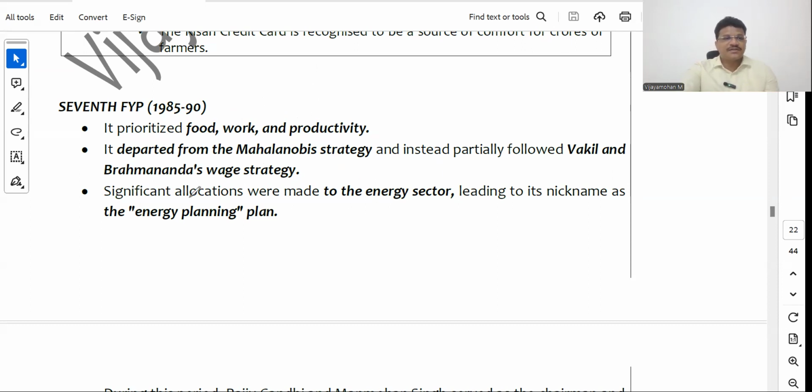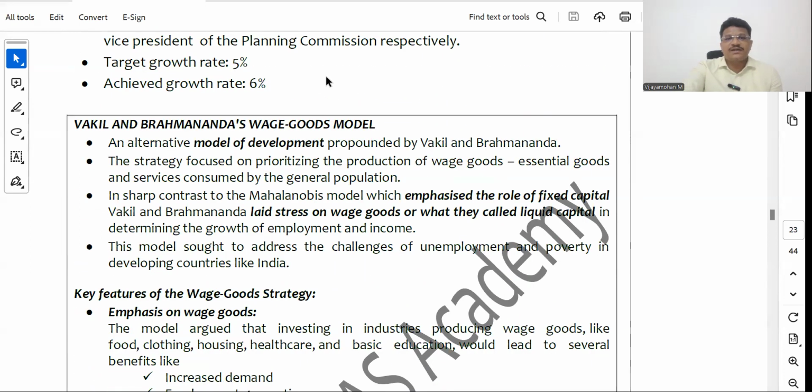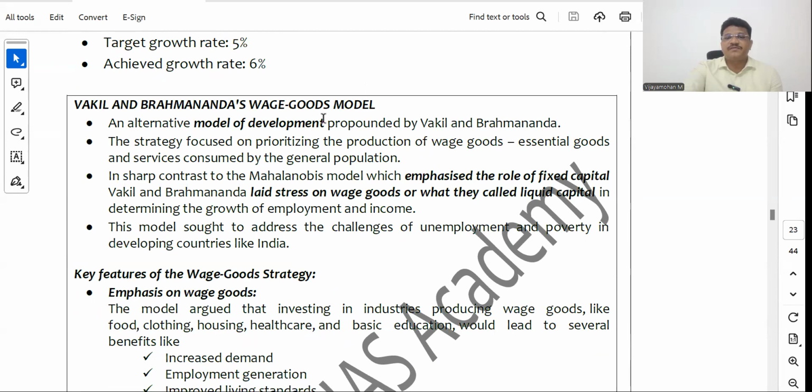Just try to remember it. Significant allocations were made to the energy sector, leading to its nickname as the energy planning plan, right? Now, before that, we will see what the Vakil and Brahmanandam strategy is and what the difference is between Mahalanobis and Vakil and Brahmanandam's wage goods model. It is an alternative model of development propounded by Vakil and Brahmanandam. When compared, the Mahalanobis model is one type of model of development, and Vakil and Brahmanandam's model is another type of model of development.